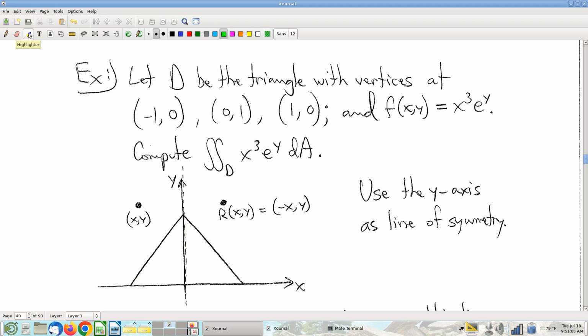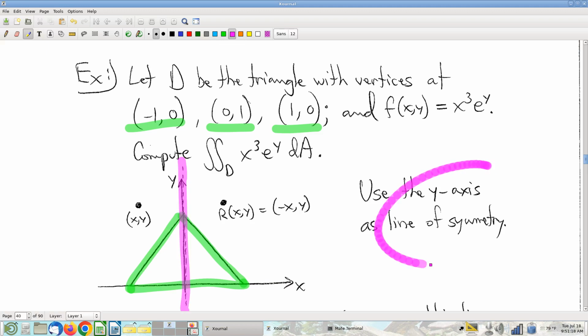So, the points that I'm given define this triangle, and again, I'm just going to appeal to your intuition. Symmetric over the y-axis. Is that cool?